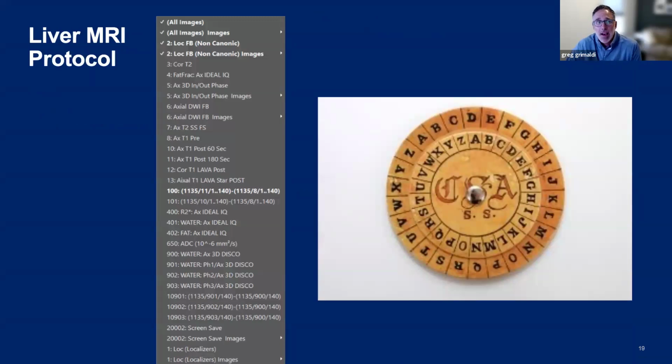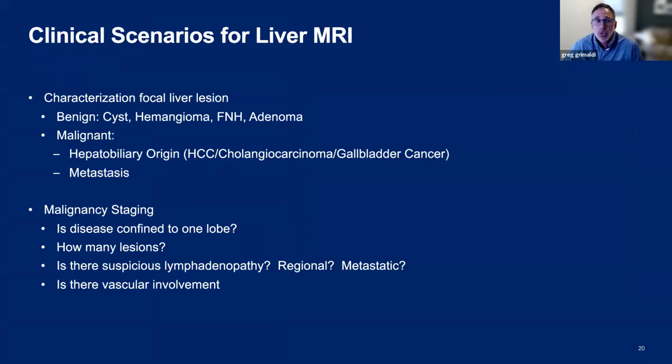Okay, so that's really what I have for you on the T1, T2, and trying to be the cipher in decoding the list of sequences that we get at MRI. I can stop there and see if anyone has any questions that I can answer about T1 and T2 weighted imaging or the sequences that I've shown you. Okay. If not, we'll talk a little bit about the clinical scenarios for liver MRI.